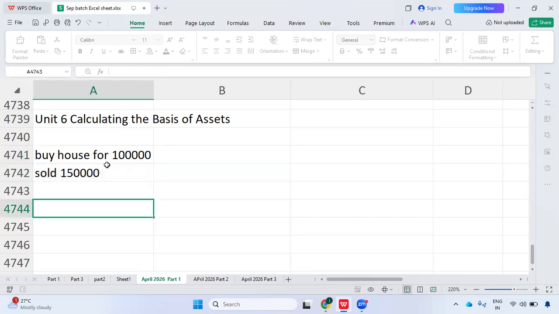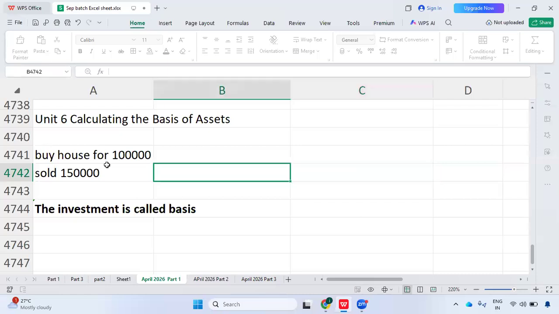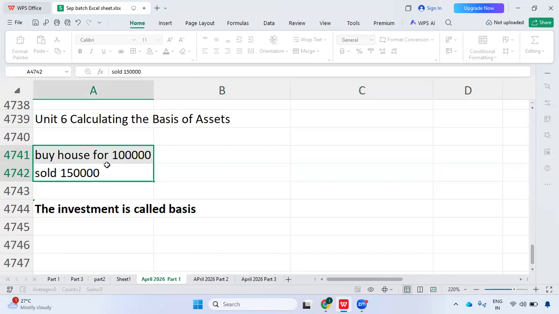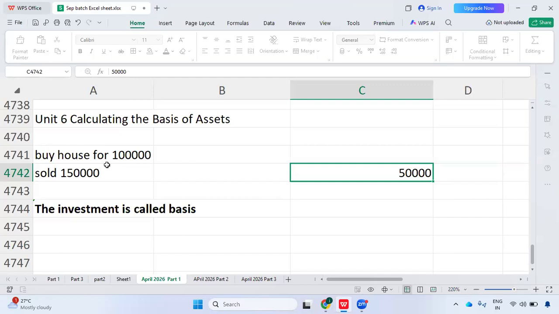The investment is called the basis. Generally, income tax is on incomes and gains. If the taxpayer has any incomes or gains, we need to pay taxes on that. Here the sale value is 150, and we also need to see the investment value for the property, which is $100,000. The difference, 50,000, is the gain, and the gain is also taxable.